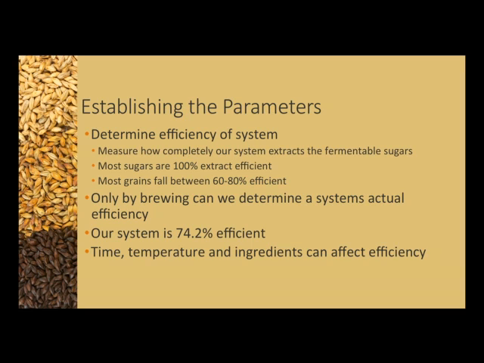We will return to this topic in greater detail later in this section, but for now we have determined that our system has an efficiency of 74.2%. It is important for a brewer to keep a detailed record of their recipes since the system's efficiency can vary from batch to batch. Time, temperature, variations in ingredients, and the size of the grain bill are all factors that can change how efficient each brew can be.